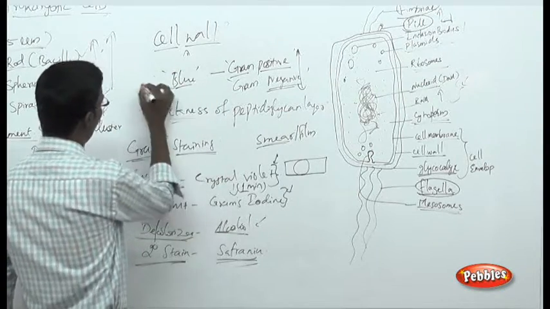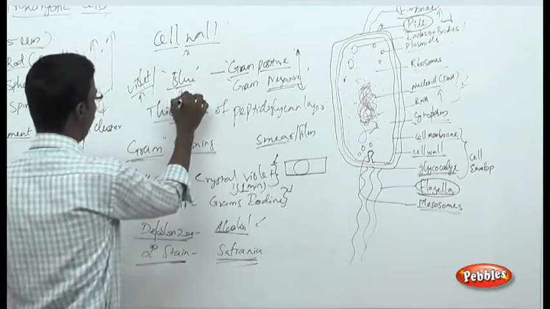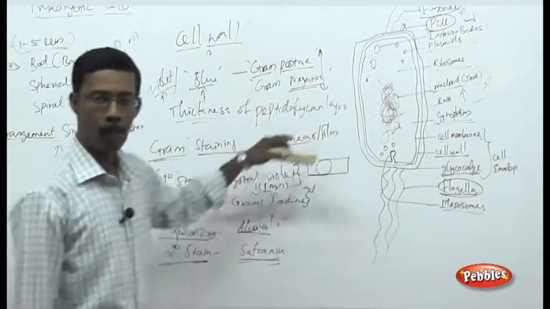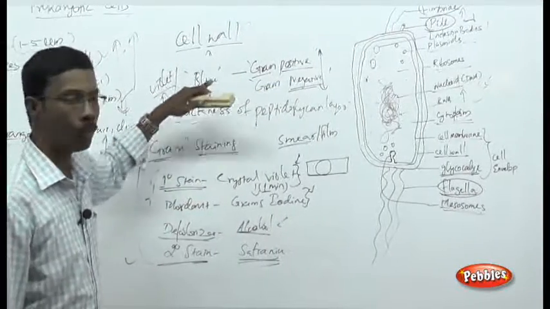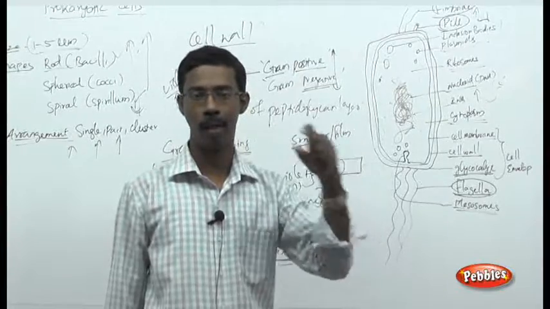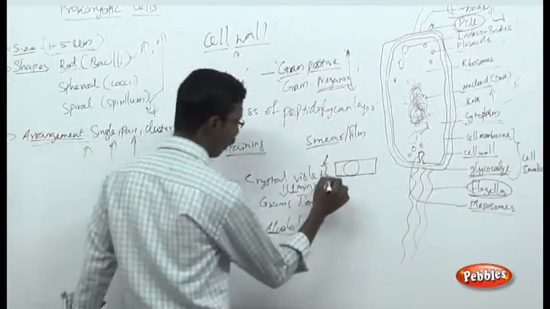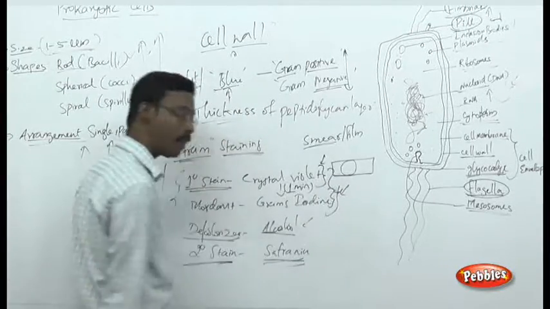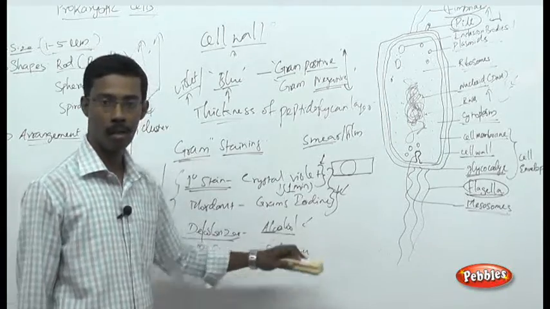They will appear as blue or violet while you are observing those bacteria under the microscope. So the gram positive will appear as violet or blue. Why? Because they have very thick peptidoglycan layers, or very thick cell walls, and they will take up the crystal violet and retain it even while you are treating them with alcohol or decolorizer.